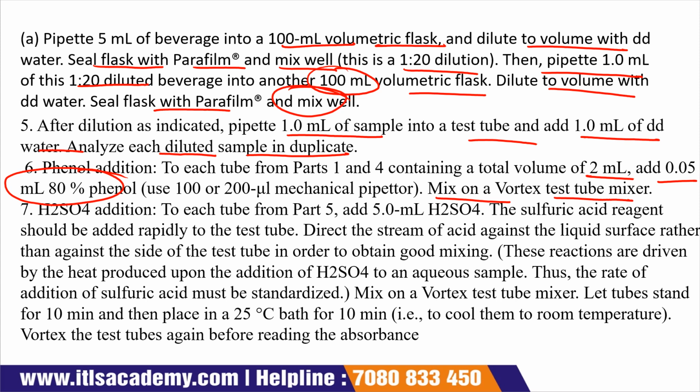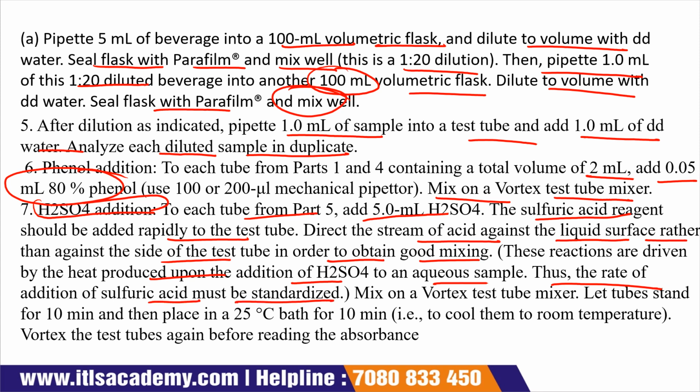Then after that we add H2SO4. That step is called sulfuric acid addition. To each test tube from part 5, add 5 ml of H2SO4. The sulfuric acid reagent should be added rapidly, with a direct stream of acid against the liquid surface rather than against the side of the test tube, in order to obtain good mixing. These reactions are driven by the heat produced upon the addition of sulfuric acid to the aqueous sample. Thus, the rate of addition of sulfuric acid must be standardized.